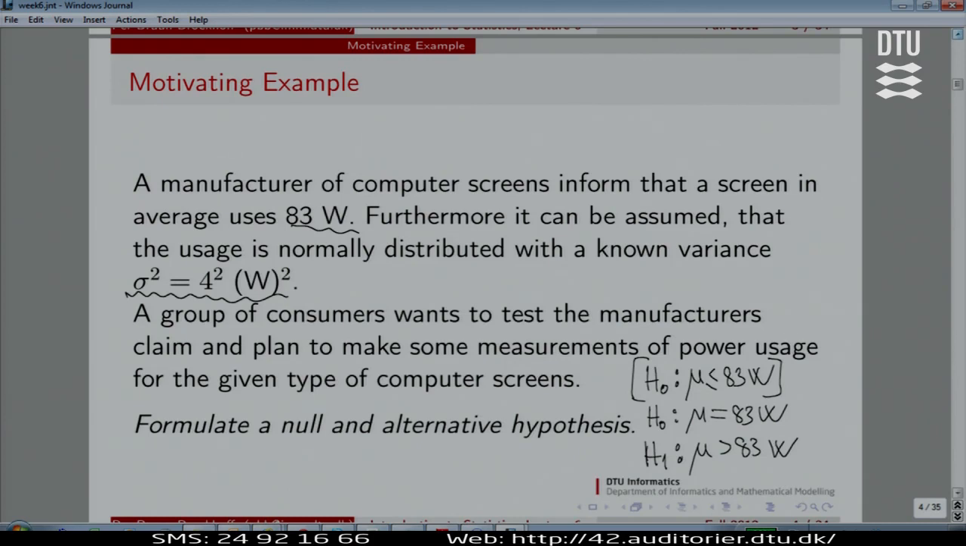That's something we're going to have to face now. Either the alternative is only one-sided, or it's a two-sided thing. We're getting back to that one, I just want to mention it now. This is something that may confuse us throughout, but we'll try not to. The way we put it then is this: the company claims 83 watts and the alternative would be larger than 83.